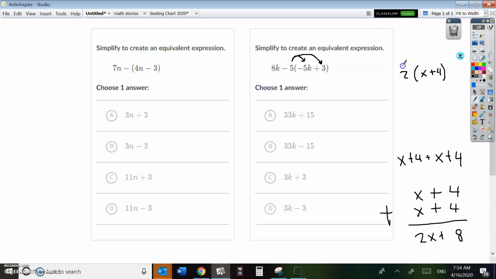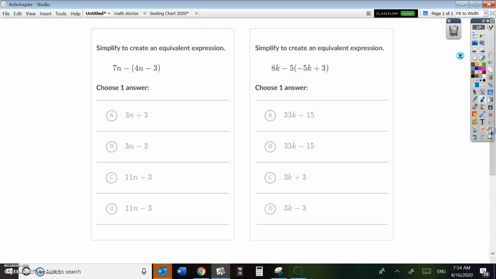So if you look here, you would distribute the 2 to the x. Distribute means multiply, and distribute the 2 to the 4, and then you get 8. So 2 times x is 2x, and 2 times 4 is 8. So that would be 2x plus 8. Okay? So that shows you this is the same as this. Now let's look at how to do these problems.